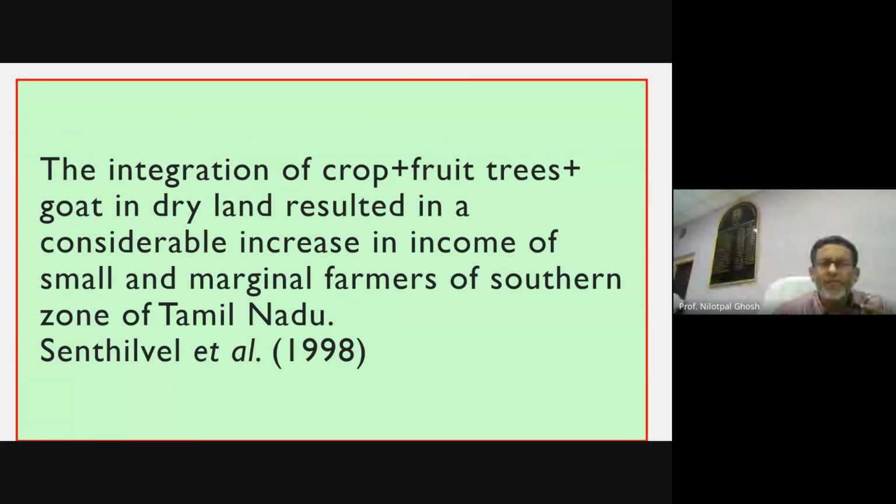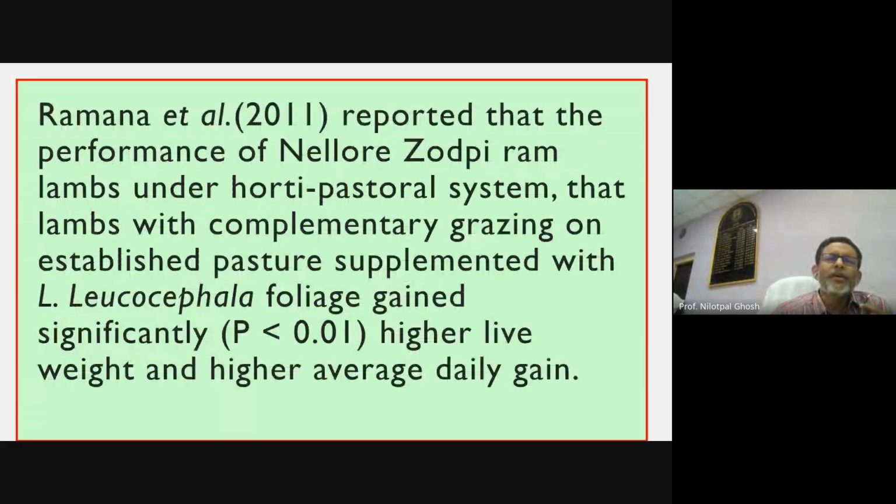So all over the country, this research is going on this issue, integrated farming system. Even Eastern India, Southern India, Western India, everywhere. And Ramana et al. reported that performance of Nellore Jodhpi ram means it is sheep is integrated with the hortipastoral system, sheep horticulture system, and lambs with complementary grazing on established pasture supplemented with Leucaena leucocephala foliage gained significantly higher live weight and higher average daily gain.